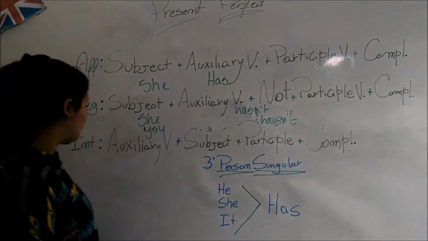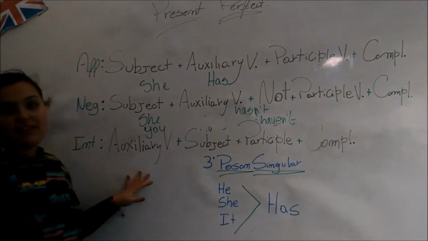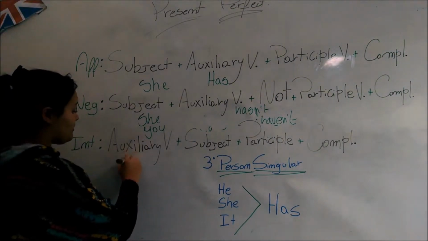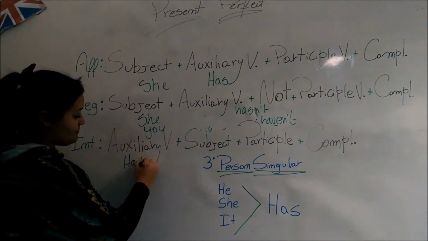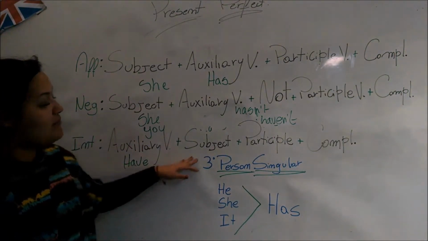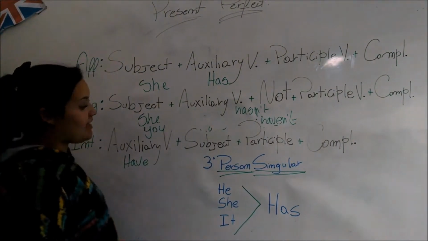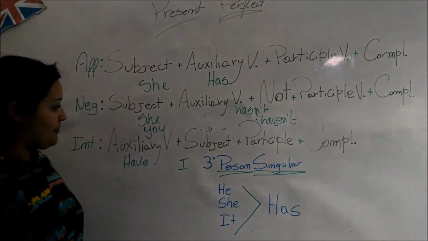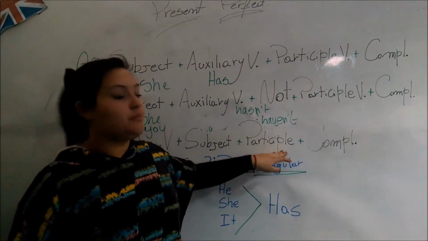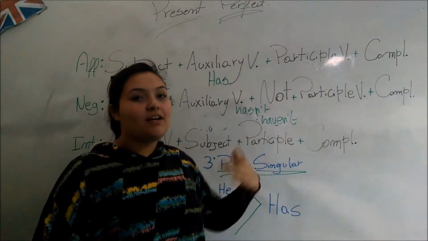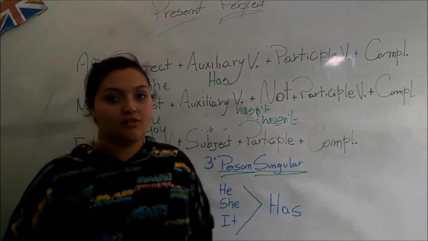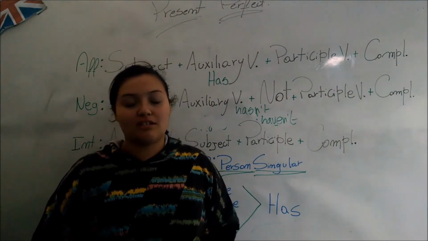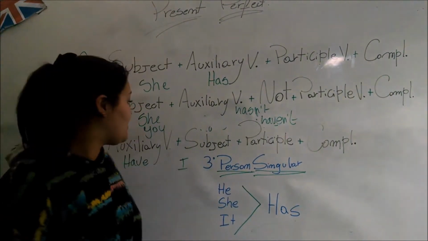Okay, so now in the interrogative form we have the auxiliary verb in the first position, that is have, and then we have to add a subject, that in this case I'm going to use I, for example. Then a participle verb, and then a complement. Complements are usually optional. You can put a complement, or if you don't want, it's not actually really necessary.